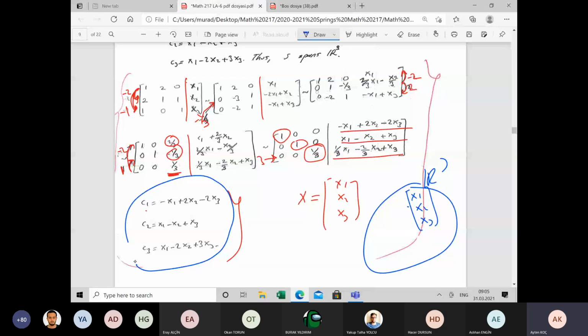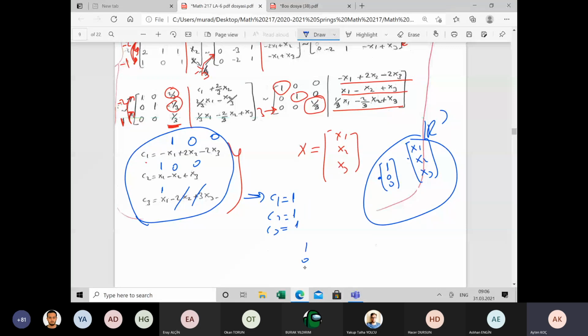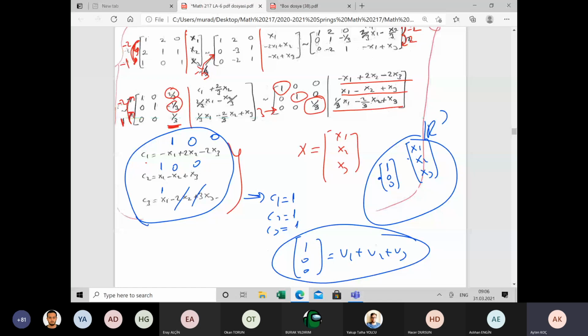For example, our aim is to generate 1, 0, 0. So substitute here x1 is 1, this one is 0, 0. So we obtain C1 is 1, C2 is 1, C3 is 1 to generate 1, 0, 0. It's okay? So 1, 0, 0 equals 1 times V1 plus V2 plus V3. Look at this one: this one is V1, this one is V2, V3. It's okay.